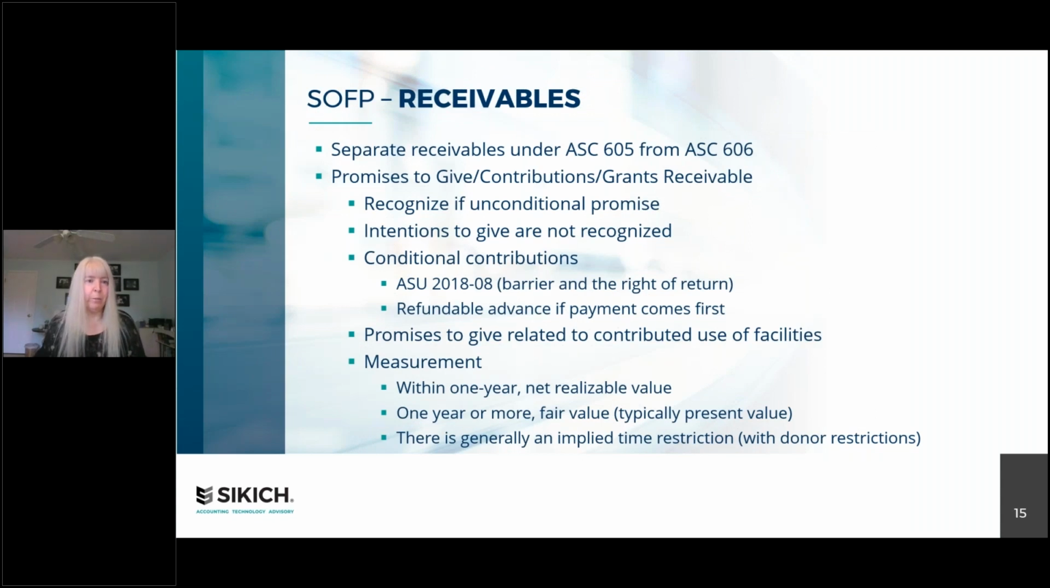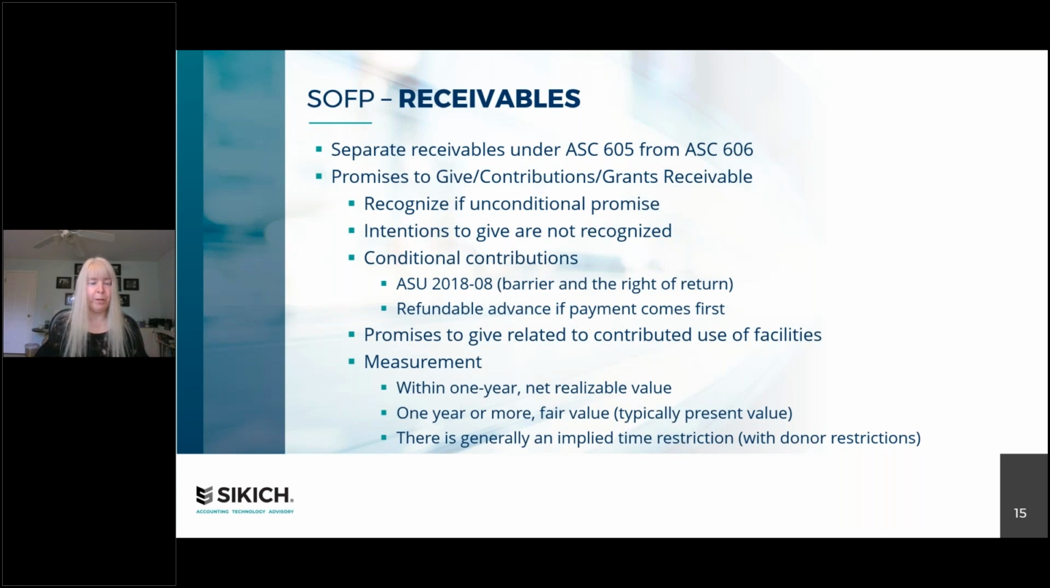Another area where we see some common errors is in receivables and their presentation in the statement of financial position. Now that we have Topic 606 implemented for all not-for-profit organizations, we want to make sure that we're separating receivables in the statement of financial position in two. So we want to be presenting receivables under ASC 605 or contributions receivable separately from your trade and other receivables under Topic 606.